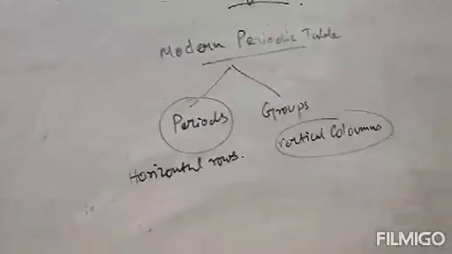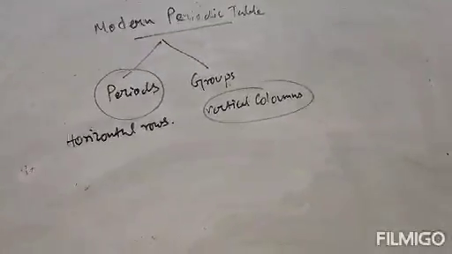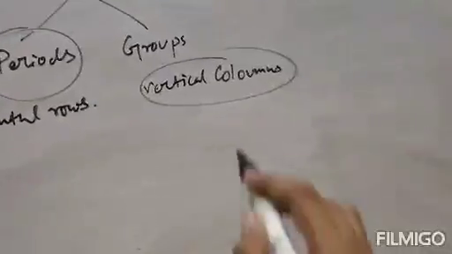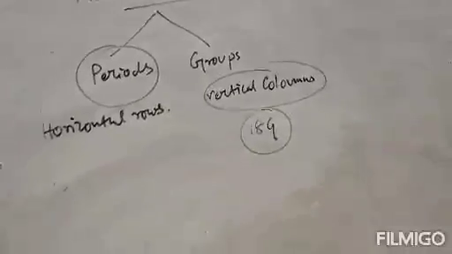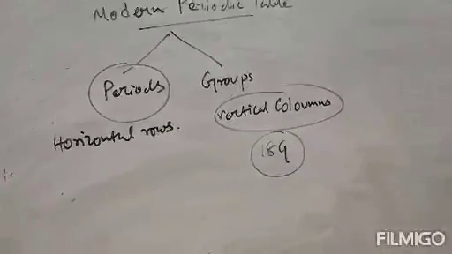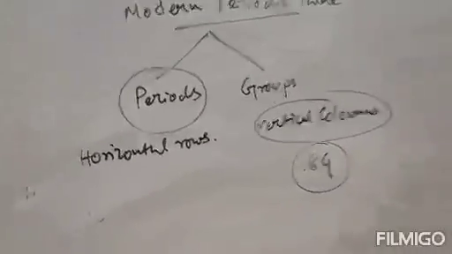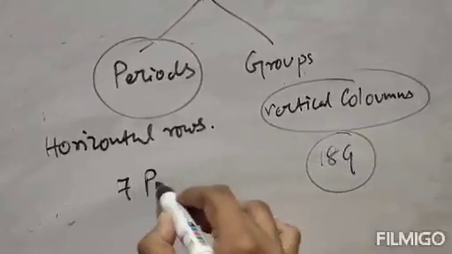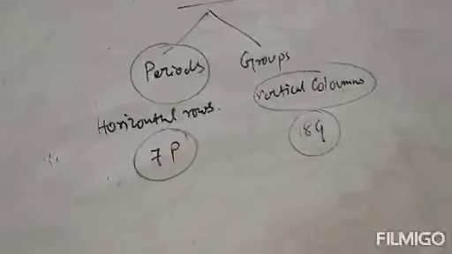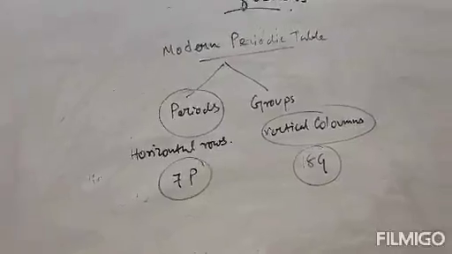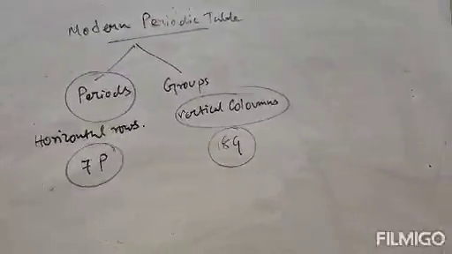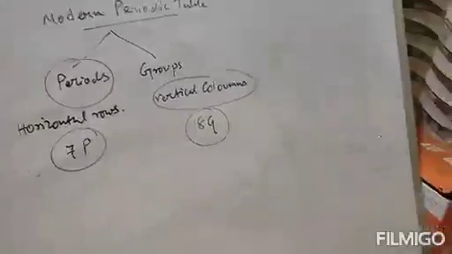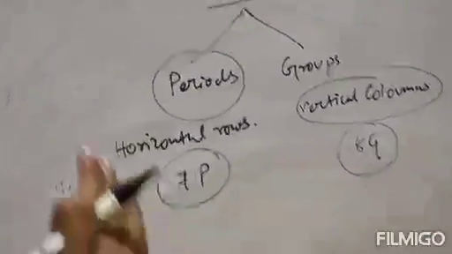Now, in total there are 18 groups in the modern periodic table. And in the case of periods, in total there are 7 periods. That means the number of periods in the modern periodic table is equal to 7 and the number of groups is equal to 18. So 18 groups and 7 periods. This is a basic thing in the modern periodic table.